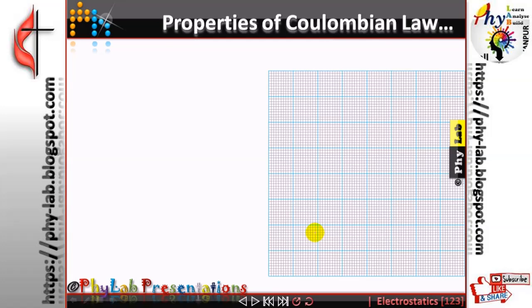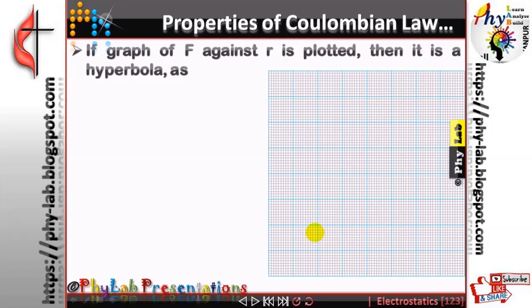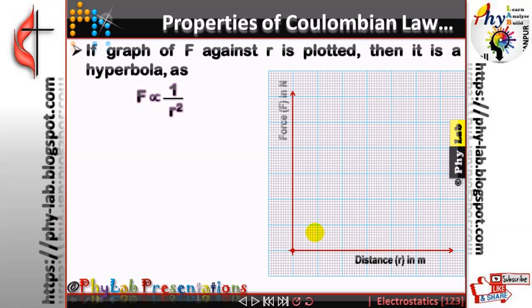Now, as I told you, it follows the inverse square law. So if I plot a graph between F and R, F against R, so on the y-axis I plot force and on the x-axis I plot distance, then the curve between force and distance happens to be a rectangular hyperbola. So you can see this particular curve will be a rectangular hyperbola.